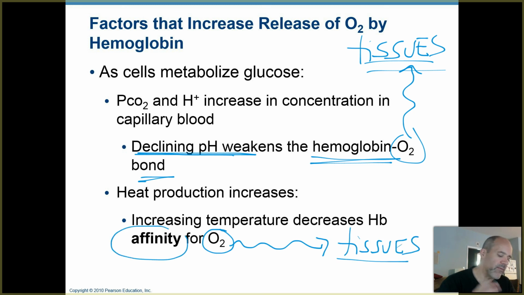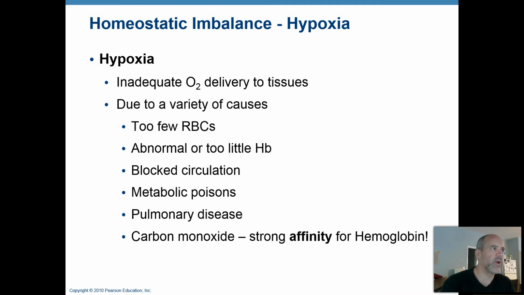When you see this term affinity, increasing temperature decreases hemoglobin affinity for oxygen gas. That's how strongly attracted they are to each other. That's what affinity means. It's like a magnetic attraction. So at higher temperatures, hemoglobin and O2 are less attracted to each other. So the O2 comes off more easily and can diffuse into surrounding tissues.